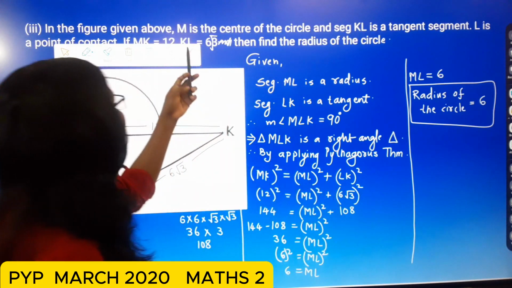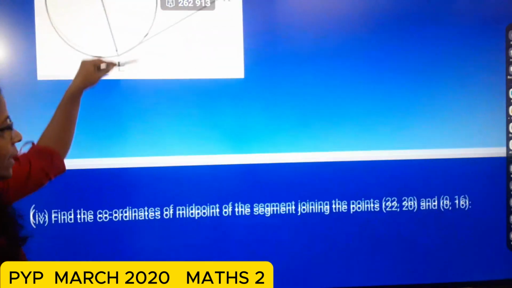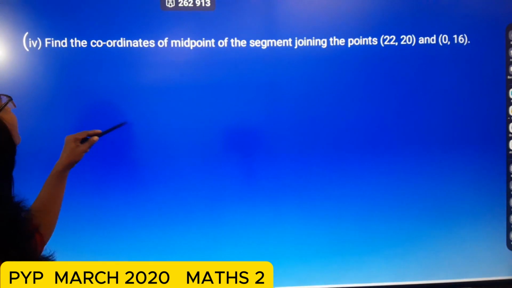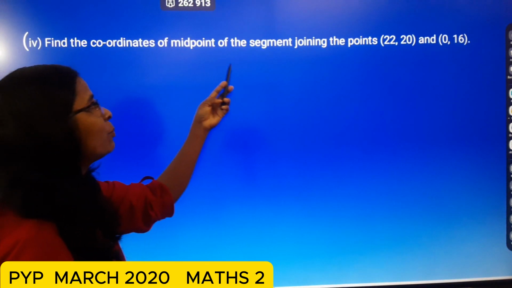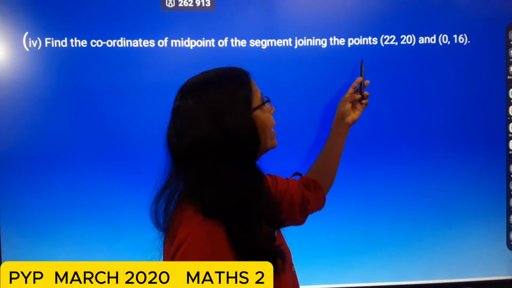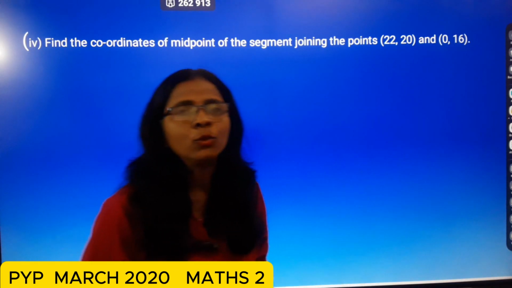Now here students, next example, that is the fourth example. See, find the coordinates of the midpoint of the segment joining the points (22, 20) and (0, 16).